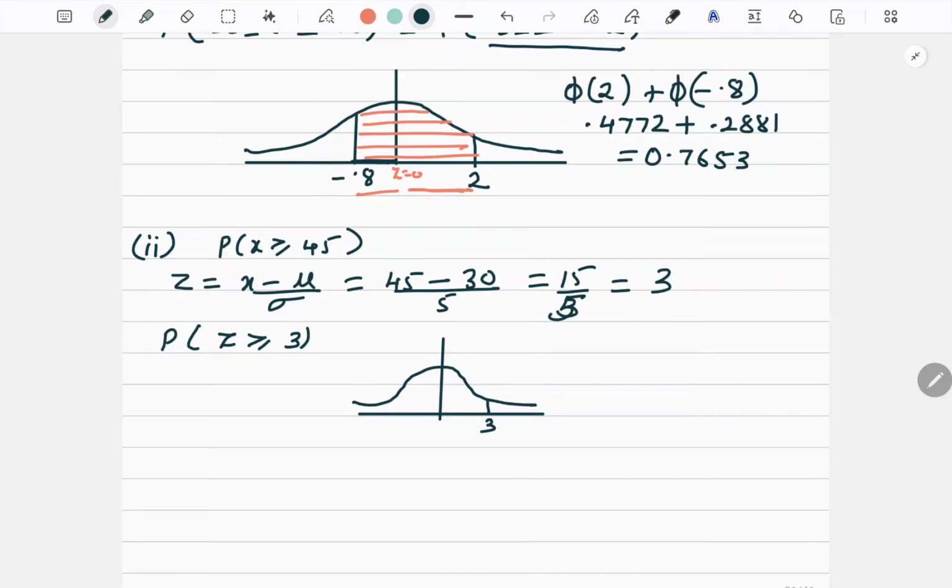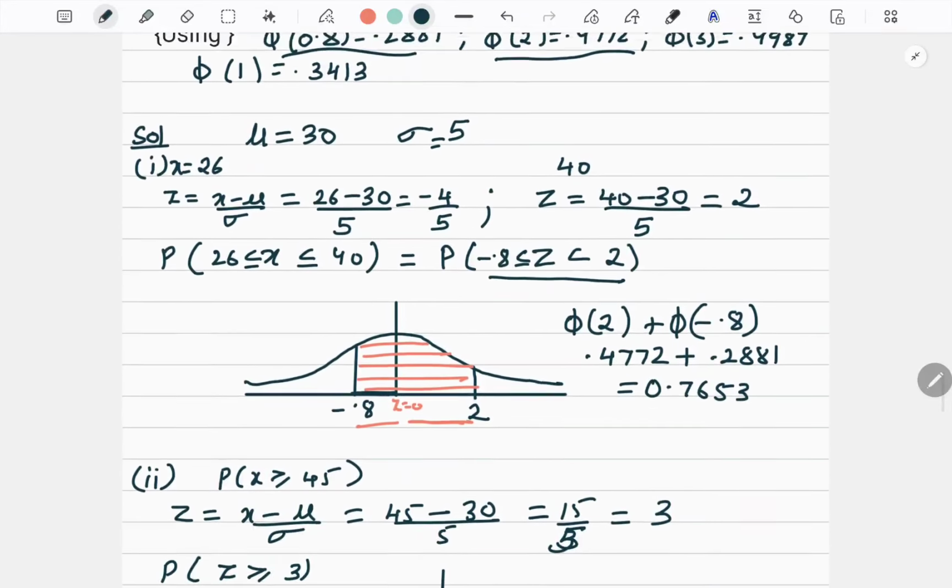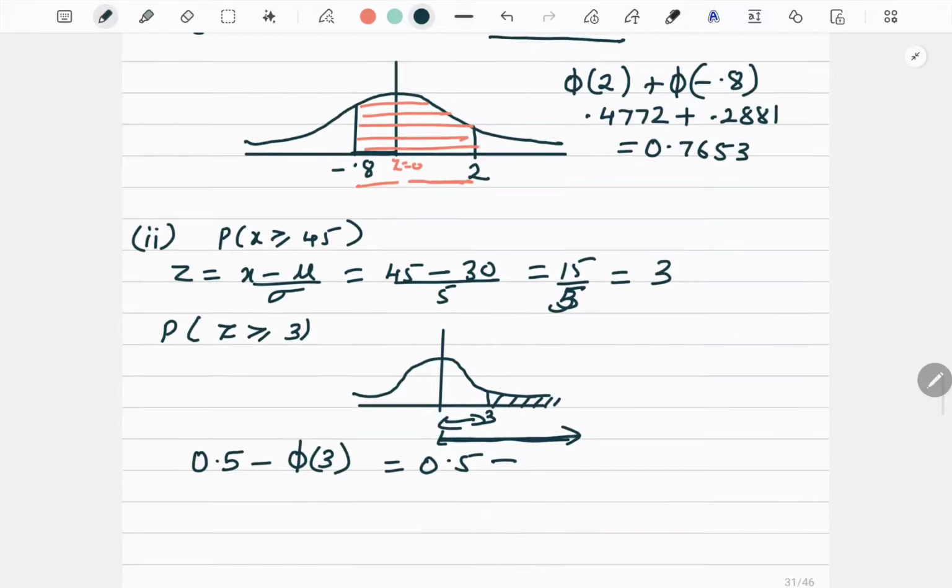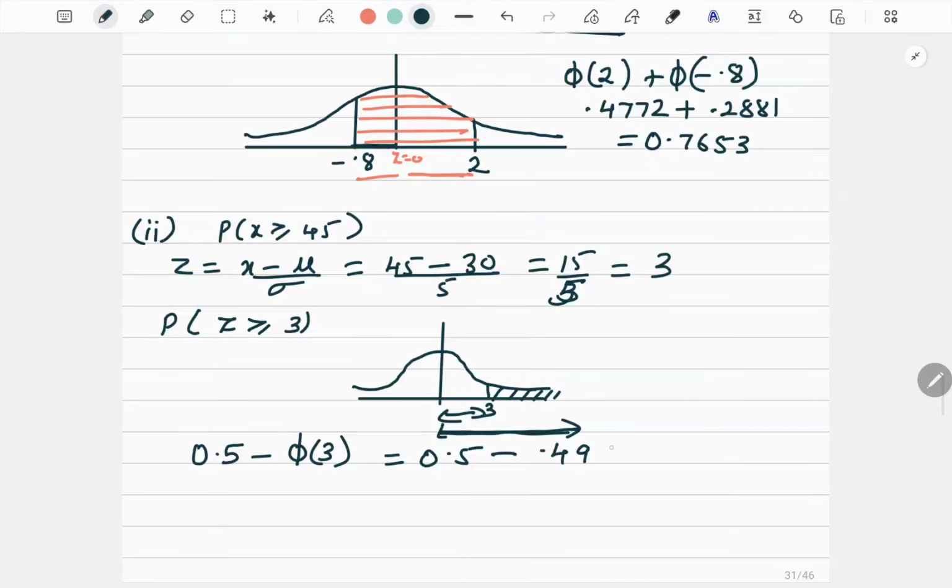What you have to find out? You have to find the probability of z is greater than 3. Greater than 3 means this area. So how to get this area? This full area minus this area. So how much is this full area? It is 0.5. So 0.5 minus phi of 3. What is phi of 3 given? Phi of 3 is 0.4987. So this is equal to 0.0013. So this is our answer.